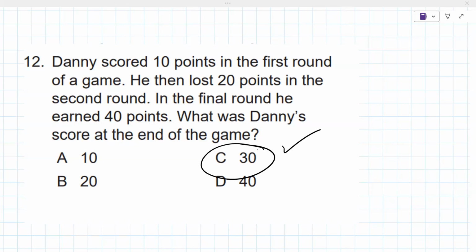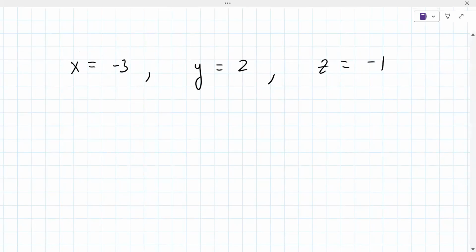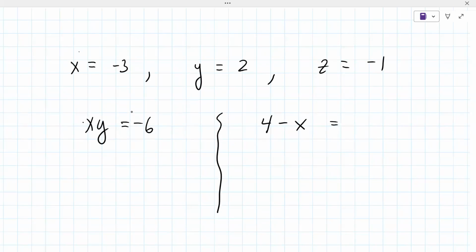We got some of these where you substitute in values, so I guess we could try a few of those. So let me do that here. Let's say x equals negative 3, y equals 2, and z equals negative 1. And let's say I want you to do x, y, and then 4 minus x. So could you calculate those for me, please? All right. The first one is negative 6. Okay. And the second one is 1. Yeah, so this one was unfair because I did that double negative thing. And you really haven't done that, so let me look here one more time.